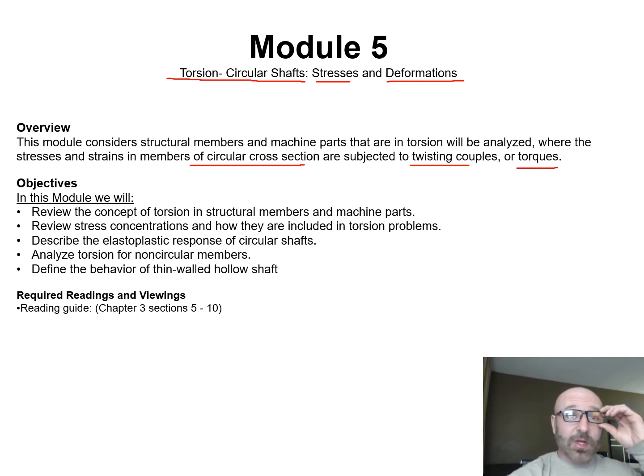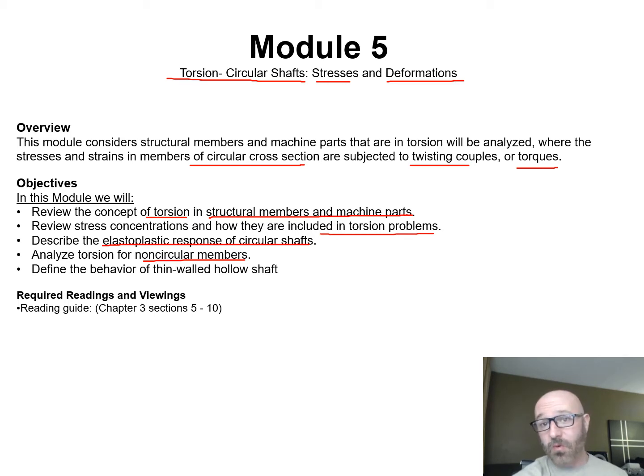So a couple of things we're going to look at in this module. We're going to review the concept of torsion that we've looked at before, now for structural members and machine parts. We're also going to review stress concentrations and look at how they're included in torsion problems. From there, we're going to describe the elastoplastic response of circular shafts. So this is some new material there. And then go on to take a look at the torsion of non-circular members.